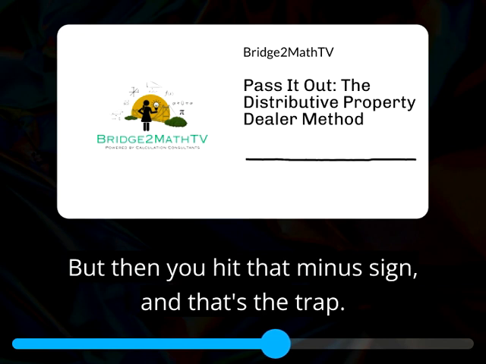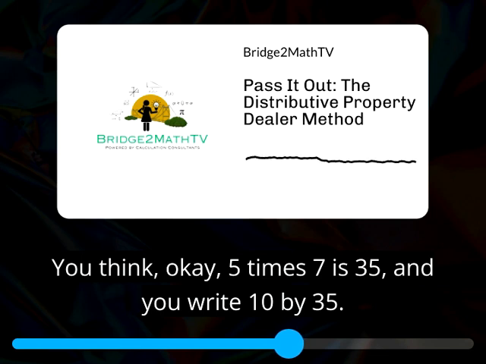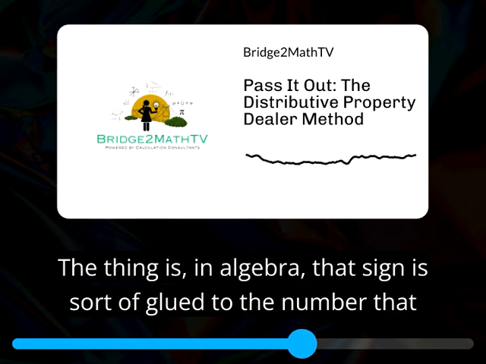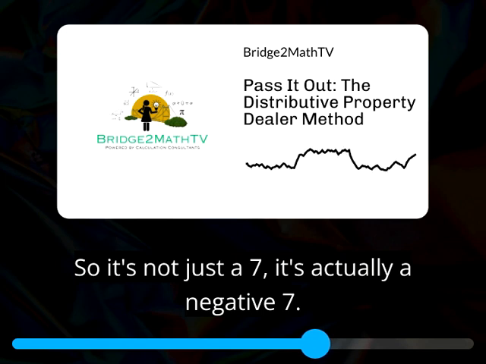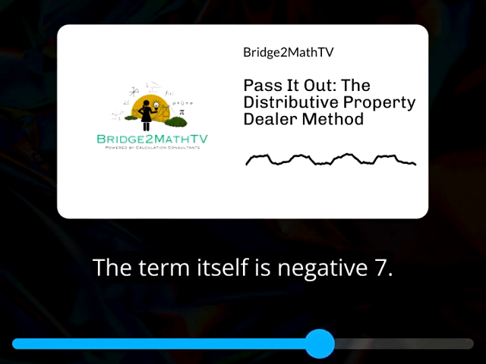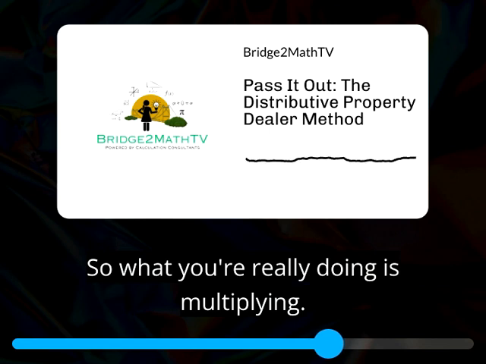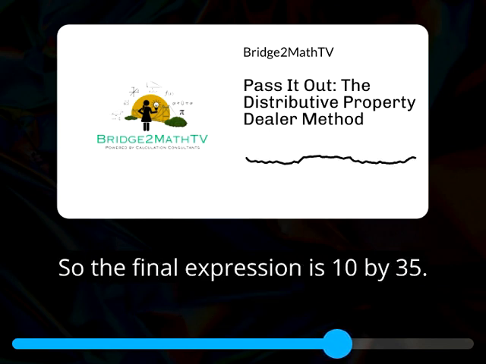Perfect. But then you hit that minus sign, and that's the trap. Because it's so easy to just see a 7, right? You think, okay, 5 times 7 is 35, and you write 10x − 35. And you'd get the right answer, but maybe for the wrong reason. The thing is, in algebra, that sign is sort of glued to the number that comes after it. So it's not just a 7. It's actually a −7. Exactly. The term itself is −7. So what you're really doing is multiplying 5 by −7. Which gives you −35. So the final expression is 10x − 35.